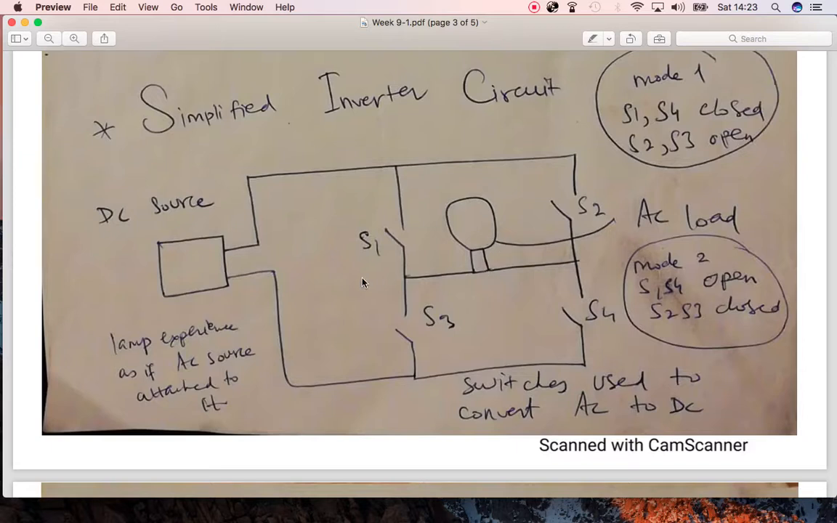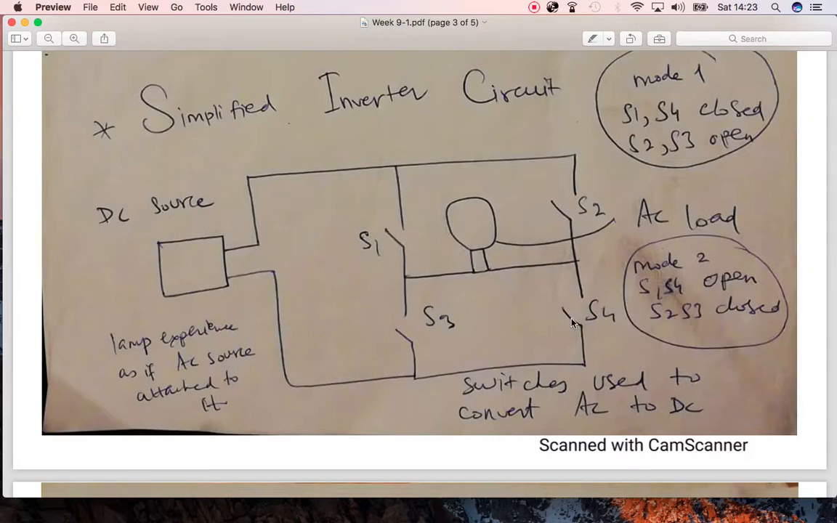And we can switch S1 and S4 on, and S2 and S3 off. When this is the arrangement, the current will flow from the positive to the negative terminal of the battery. It will flow towards the S1 switch because it is on, then through the load, and then through the S4 switch, draining to the negative terminal.